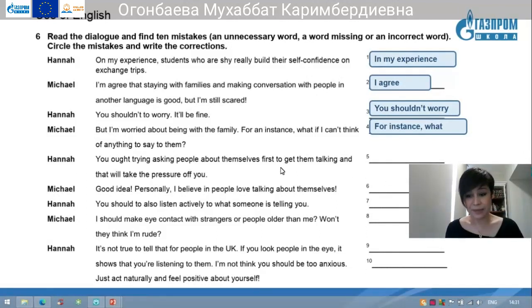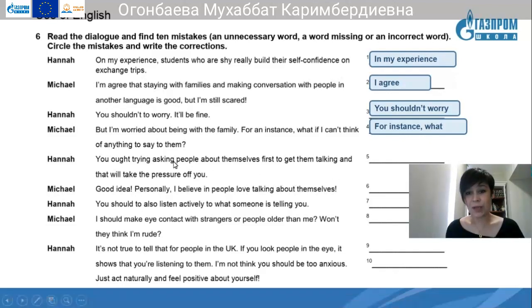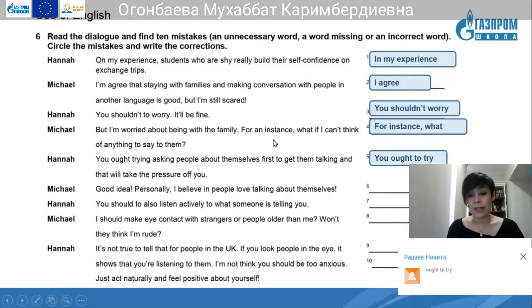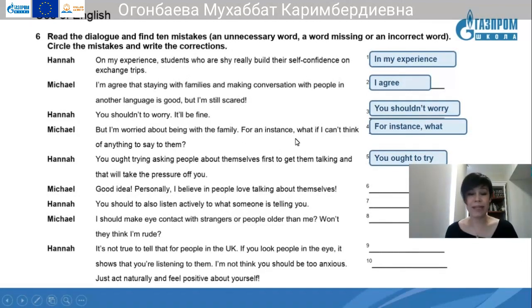Well, opinion, meaning, ought to try. That's the only one modal verb that we cannot use ing form after that. Good idea. Personally, yes. Personally, I believe in people love talking about themselves.